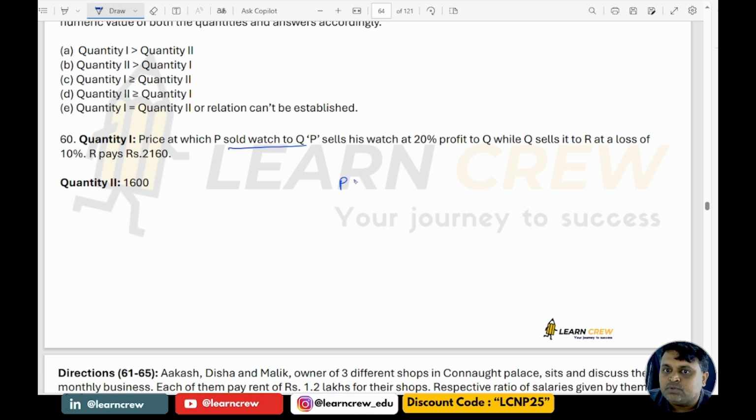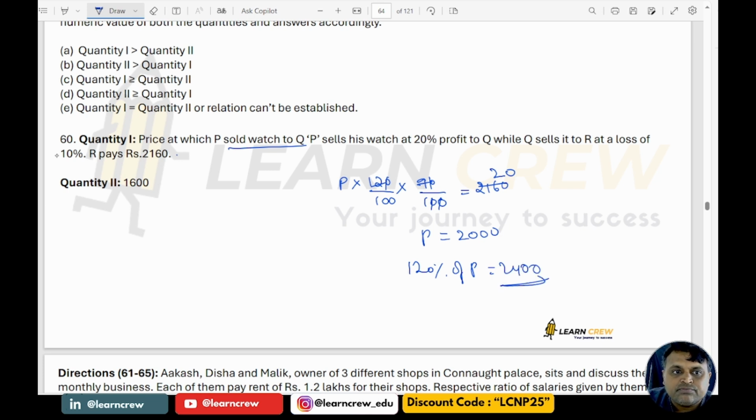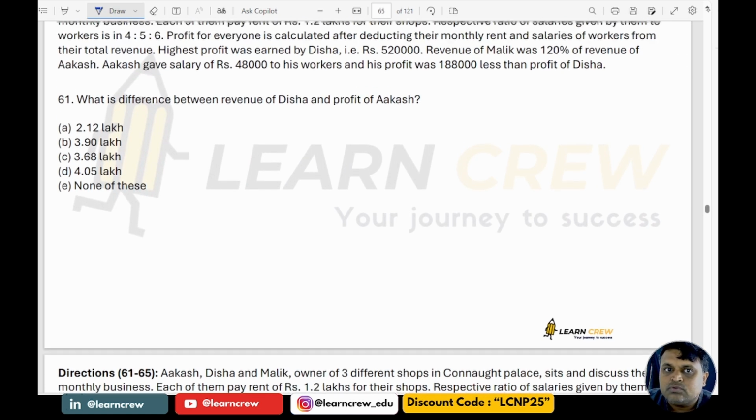So it is P into 120%. Q sells it to R at a loss of 10%, which is 2160. So now you can say 90, two zeros cancel, 12 nines are 108, 20s are. So P's cost price is 2000 and it is 20% profit, which means 20% of profit is how much? 2400. So this is 2400, this is 1600. So which is greater? Quantity 1 is greater.